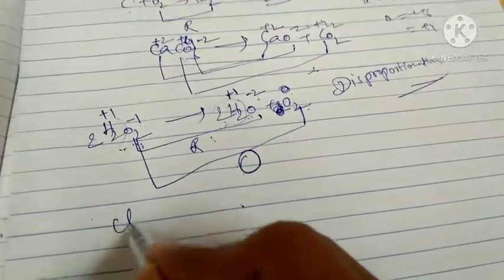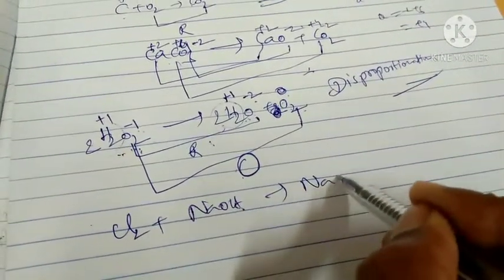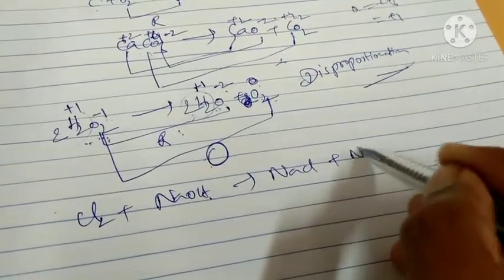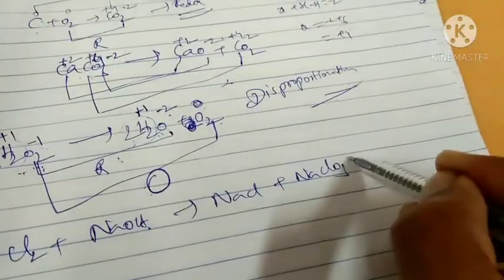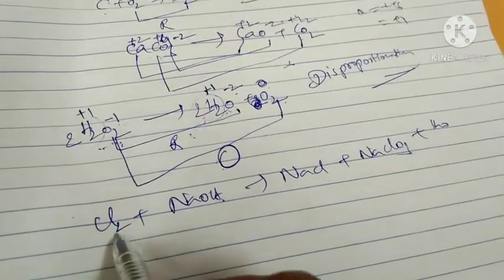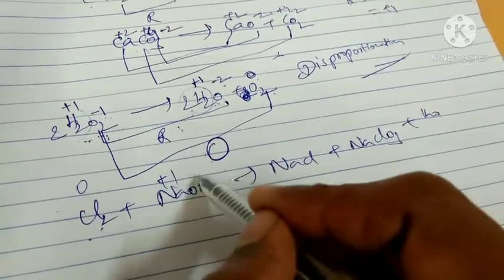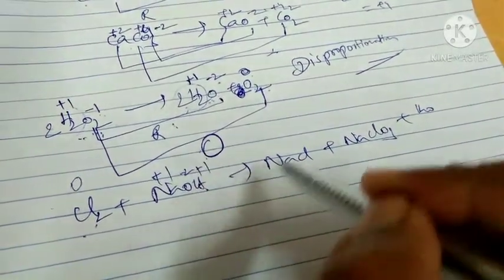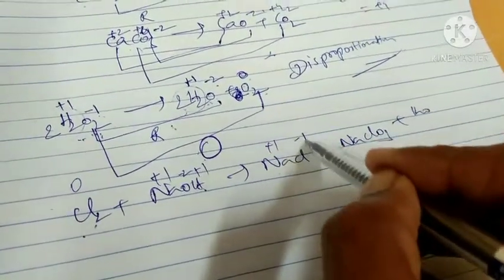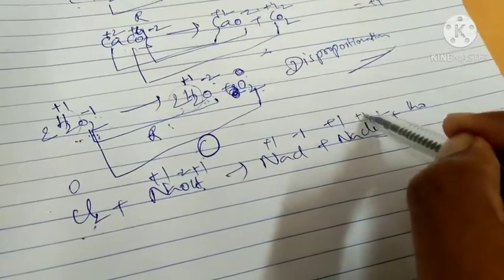One more example. Cl2 plus NaOH gives rise to NaCl plus NaClO3 plus H2O. Here chlorine oxidation state is how much? 0, because that is elemental state. Here sodium always exhibits plus 1, oxygen minus 2, hydrogen plus 1. Here sodium plus 1, automatically chlorine exhibits minus 1. Here sodium plus 1, oxygen minus 2. Then what about chlorine? Plus 5. How?